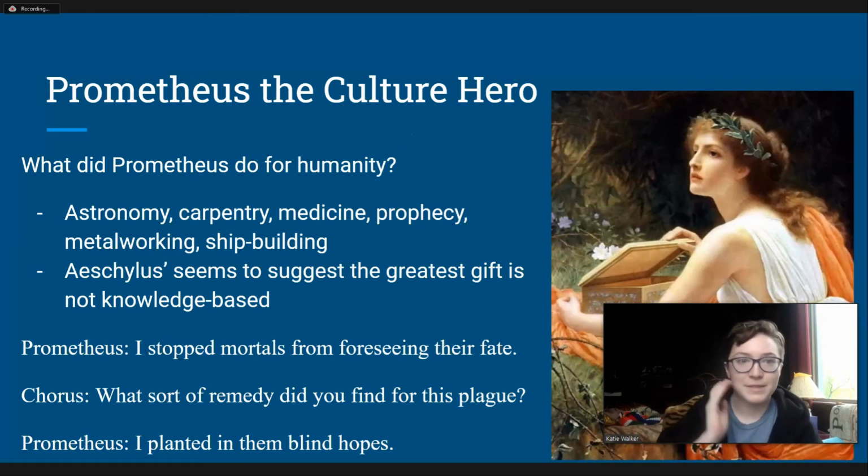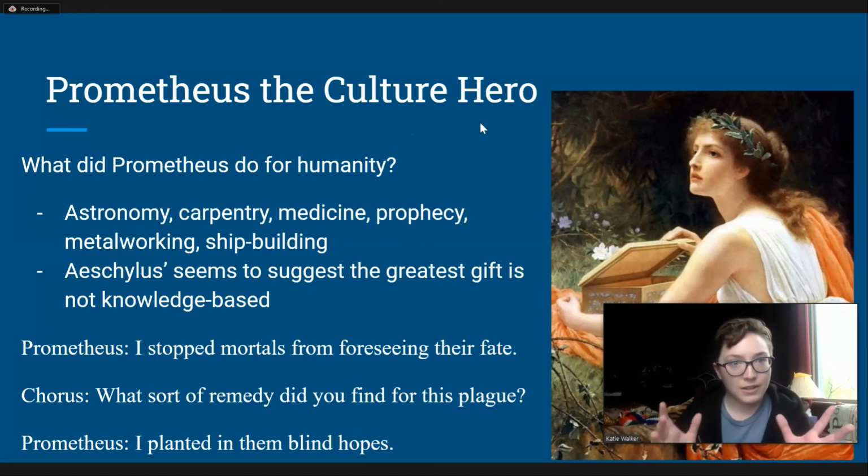That's going to be astronomy, carpentry, medicine, metalworking, shipbuilding, just anything that involves technological advancement, but also the arts, the ability to have this creativity of thought. And I think one of you touched on this, the ability to grow as a society. Aeschylus in his play, we didn't read this part in the excerpt that we had, but in his play he discusses how maybe knowledge is not the most important thing that Prometheus gave to humanity.